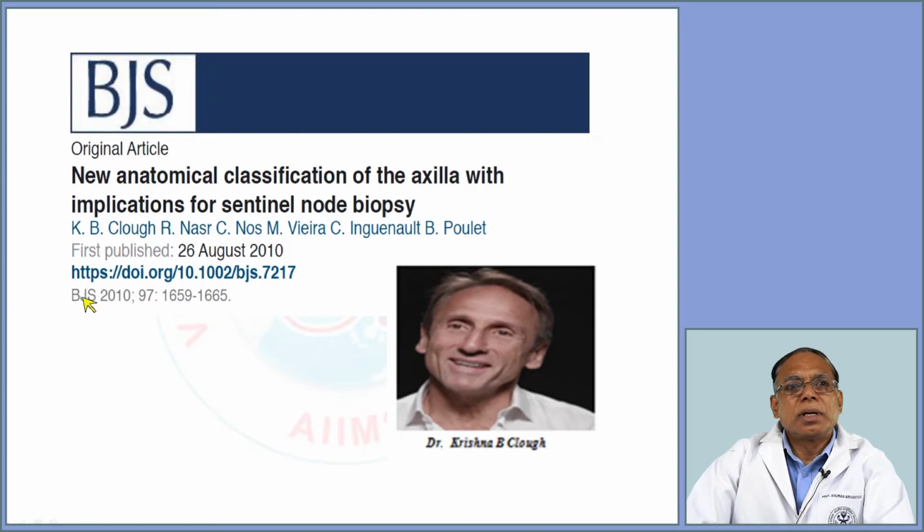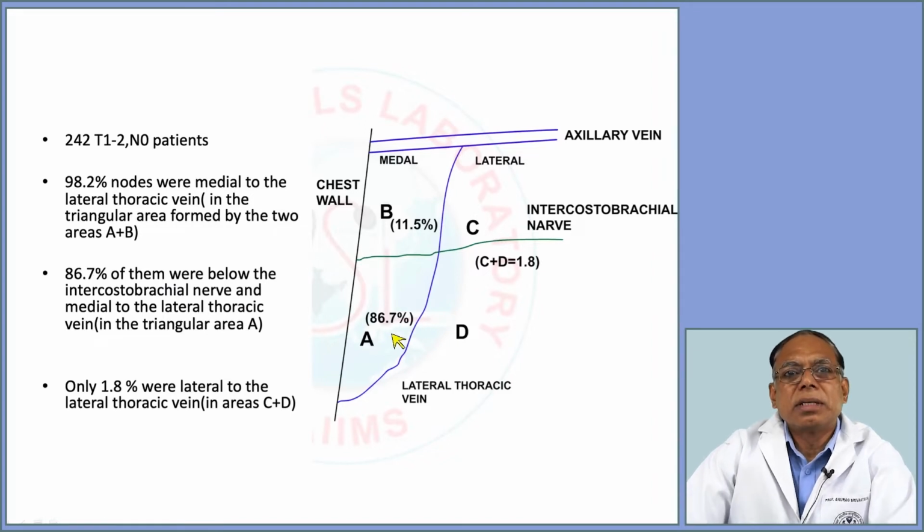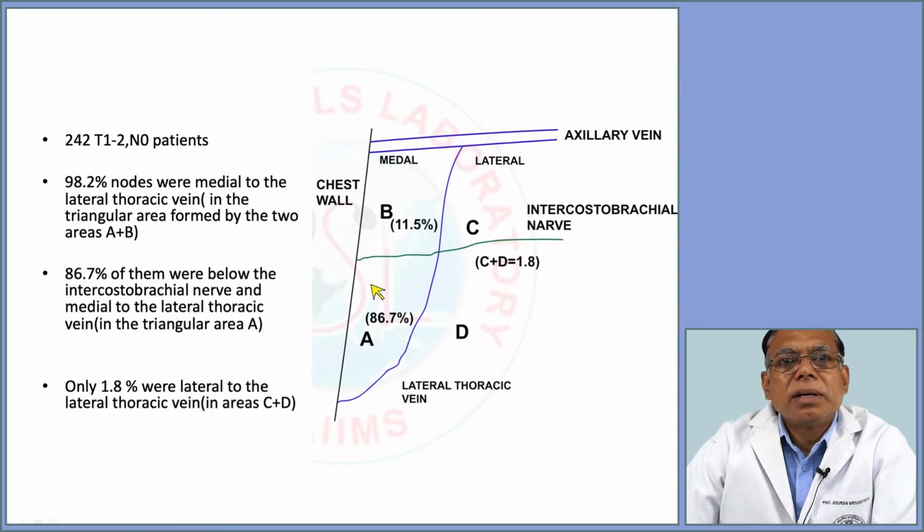This was published in a famous article in the British Journal of Surgery, and he found that in women who presented with T1 or T2 tumors with clinically negative axilla, 86% of these were located in this quadrangular area. Pectoralis minor here, this is the lateral thoracic vein, and this is the intercostobrachial nerve.